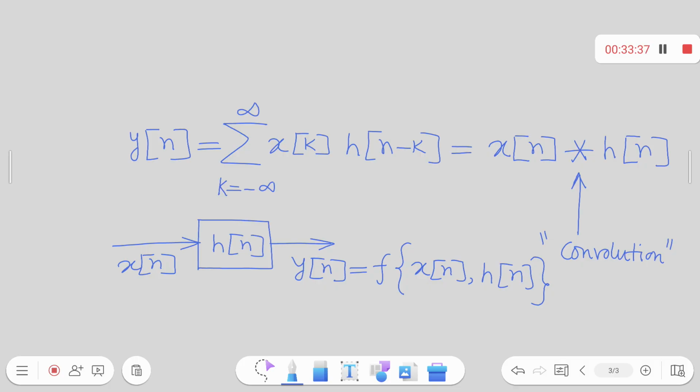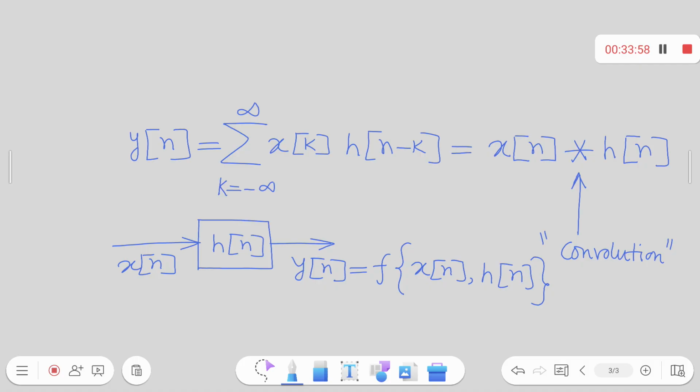So this convolution operation is basically an operation between two signals. Discrete time convolution is an operation between the two signals. And then how do we find out this value? You have one signal.